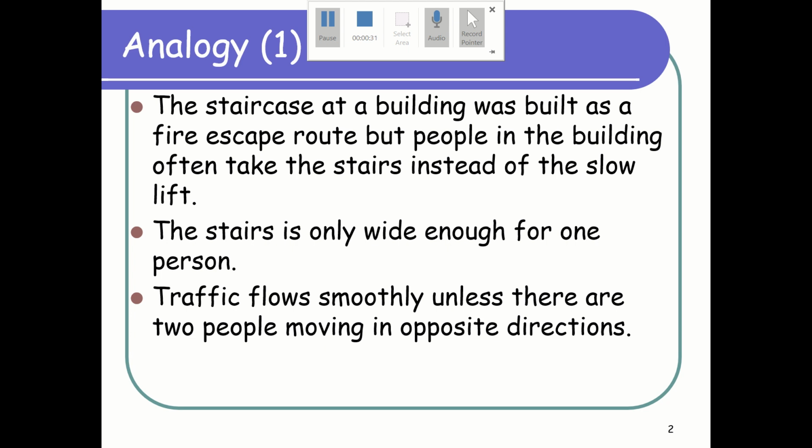So the analogy is the first one: the staircase at a building that was built as a fire escape. If you go to a large, tall building, like apartments, it's just like the staircase at the building, as they were built as a fire escape route. But people in the building often take the stairs instead of the slow lift. It's always good to take the stairs because it is healthier and more environmentally friendly.